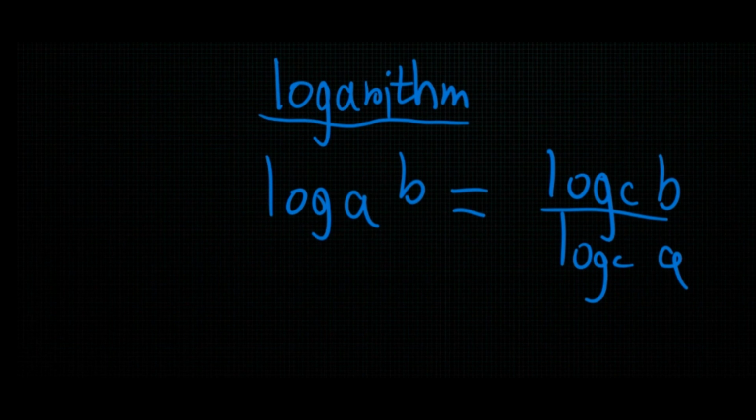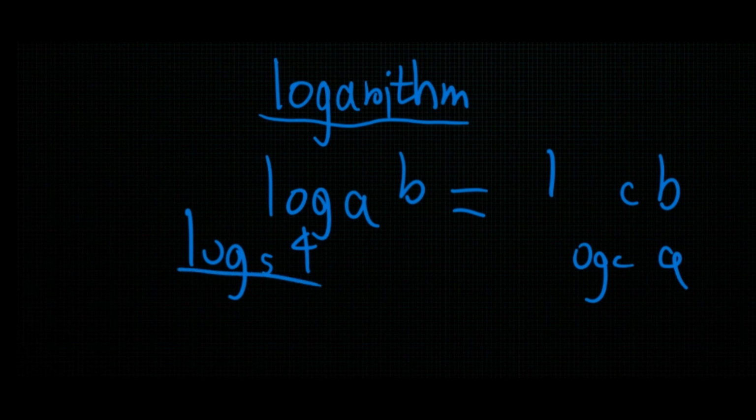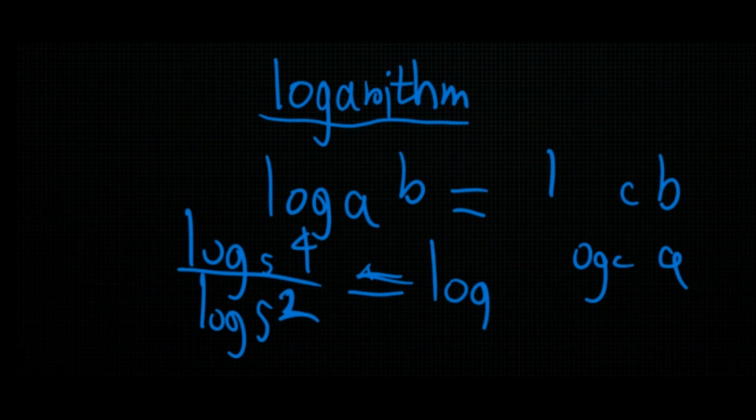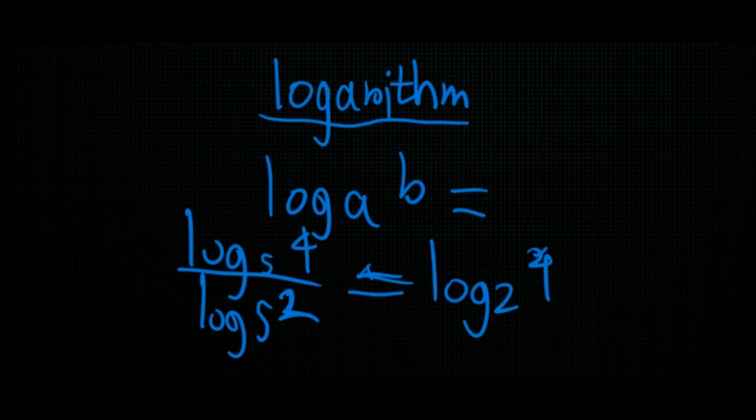Now, say we have log base 5 of 4 divided by log base 5 of 2. This can also be written as log base 2 of 4, and this basically equals 2. And this marks the end of our part 1 series about logarithms.